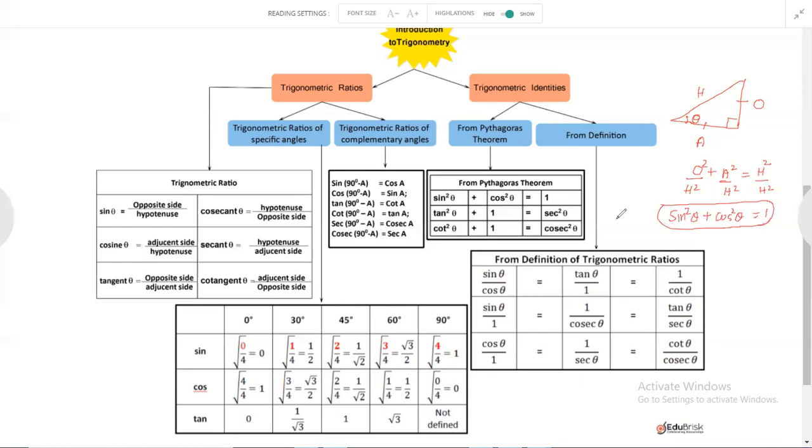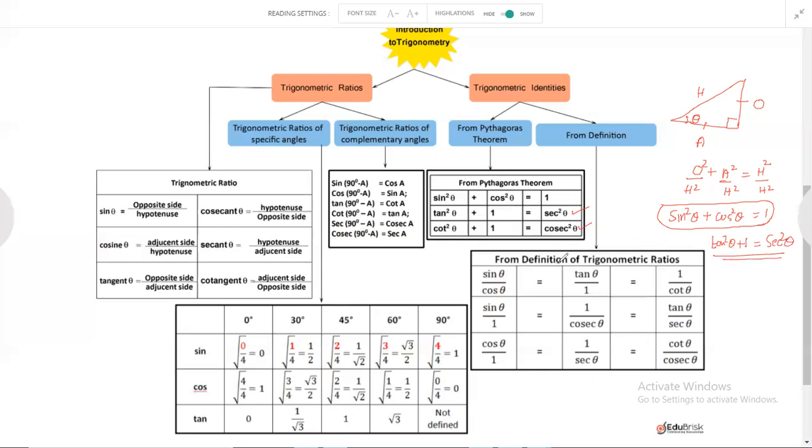Then for getting the remaining identities, that is the second one and the third one, divide each and every term by cos square theta. So if you divide sine square theta by cos square theta, it will be equal to tan square theta, plus cos square theta by cos square theta is 1, equal to 1 by cos square theta, that is sec square theta. This is the second identity.